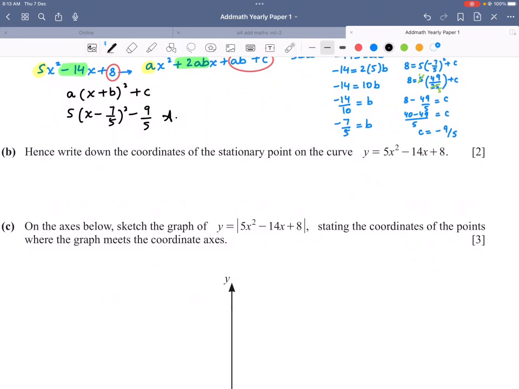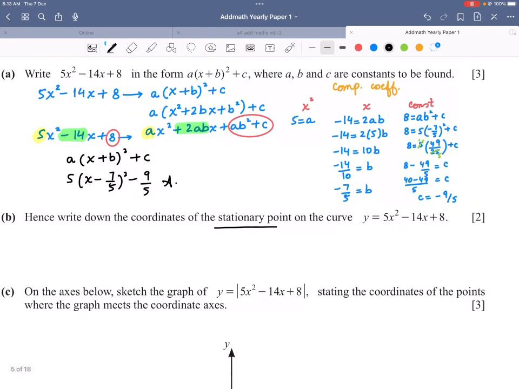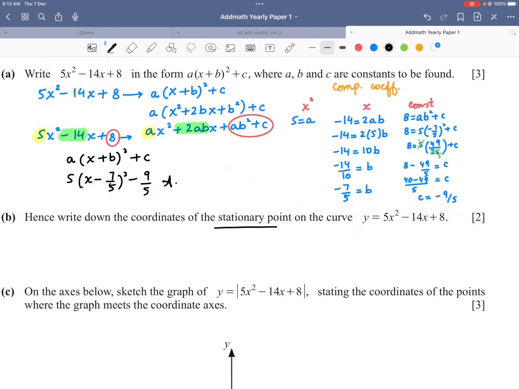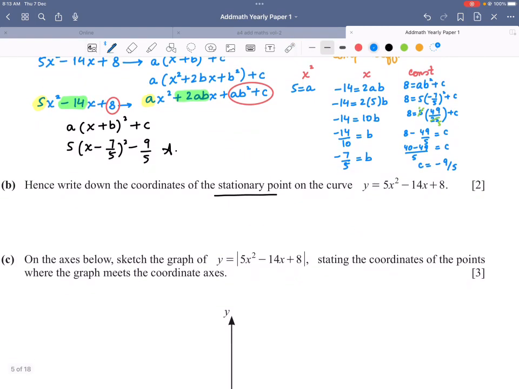After that, write down the coordinates of the stationary point. That means it talks about the turning point. First, you need to compare the equation. The equation given in the second part is the same as the equation in the first part. So we can apply the same expression we had found in the first part. It is 5(x − 7 over 5)² − 9 over 5.